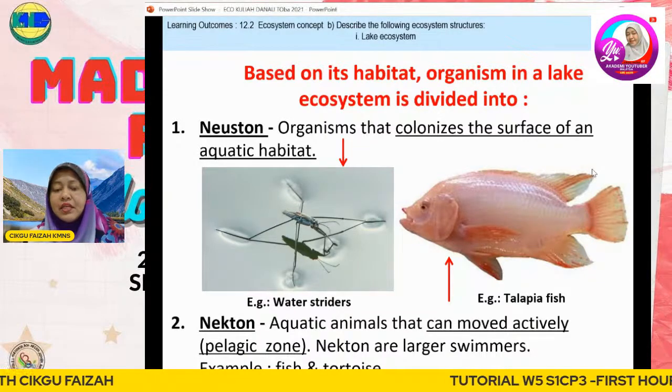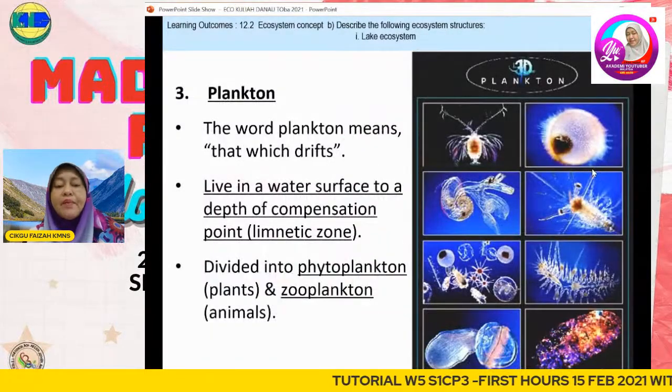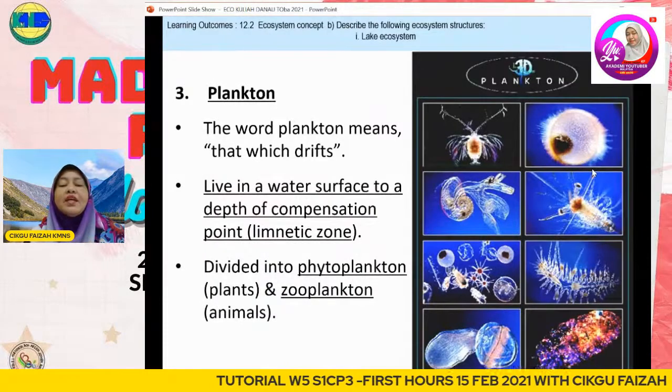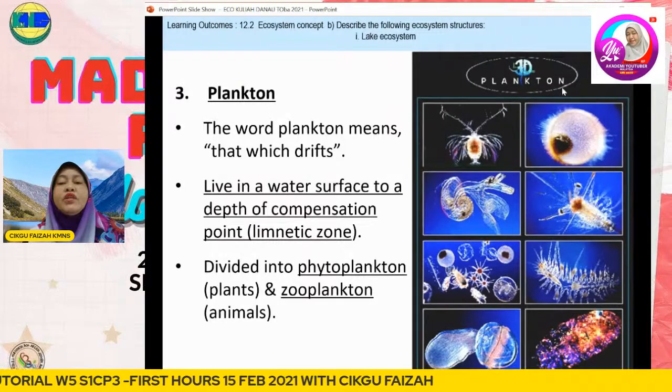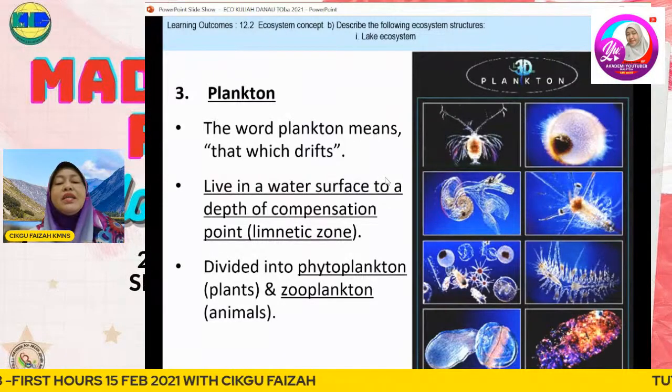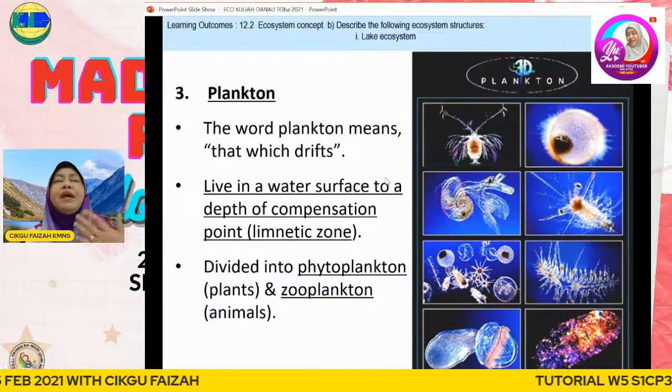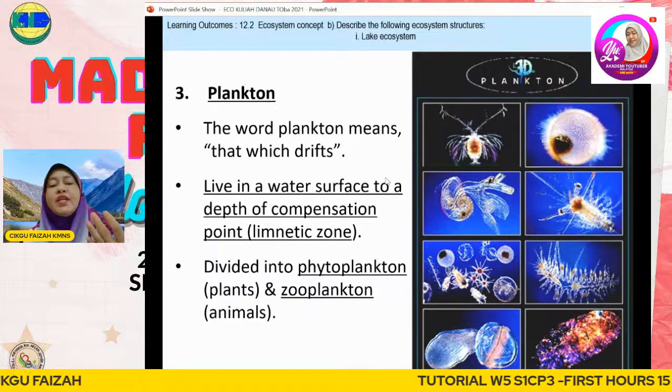Okay, next, plankton. Plankton kita ada 2, phytoplankton and zooplankton. Okay, follow. Phytoplankton is a plant-like organism. So, you need to understand all this because nanti kamu akan apply this in food chain and food web.